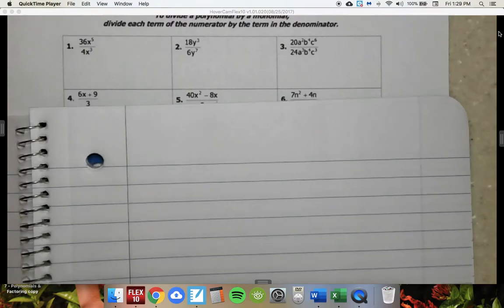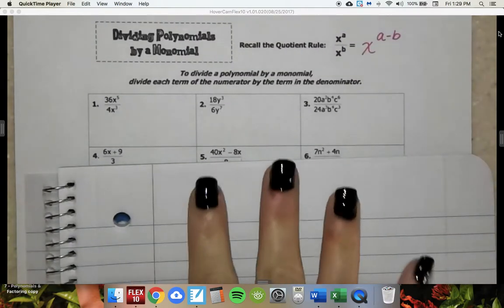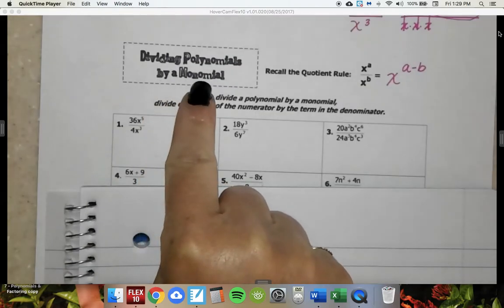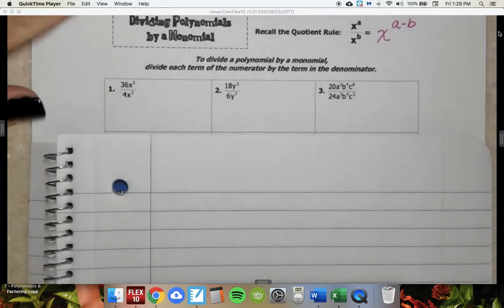Let's try to divide some polynomials by a monomial. They don't start off too difficult. Hang on, let me get a different color marker. I like different colored markers, you know what I'm saying? All right, example 1.